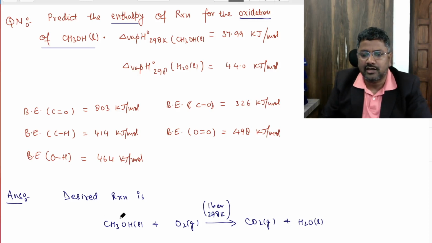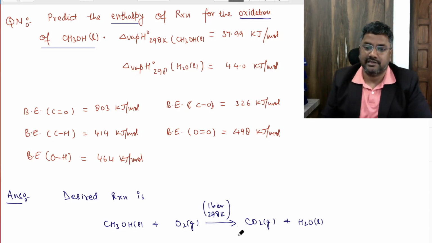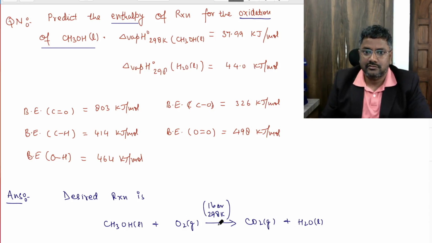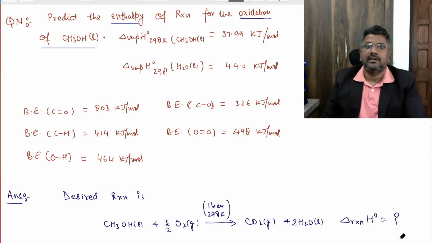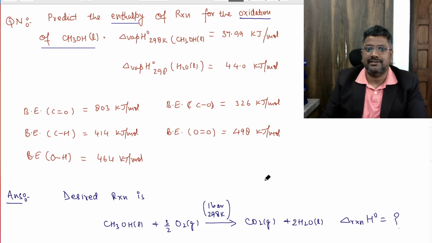Keeping 1 mole of this, you have to first balance this equation. So 2H2O, 3 and 1, 4, and 2 and 2, 4, 3 and 1, 4. So this is 3 by 2 O2. So this is the balanced chemical equation. For this, the task is to calculate delta H, right? Clear, everybody? This is the desired reaction.